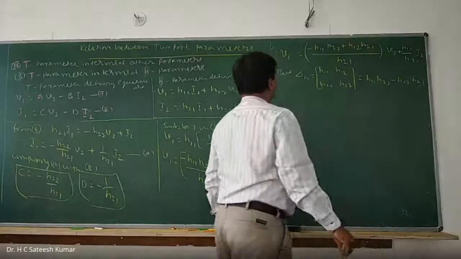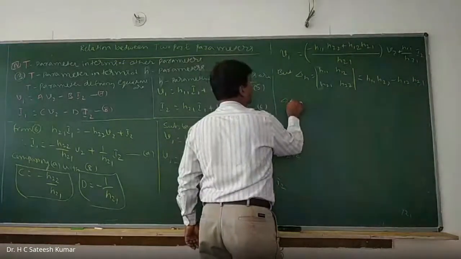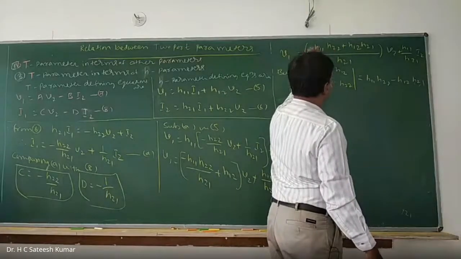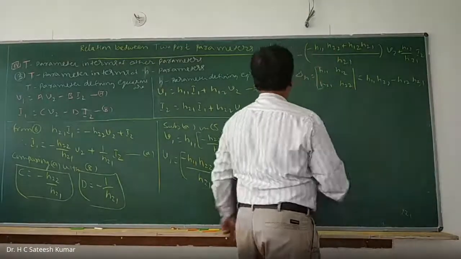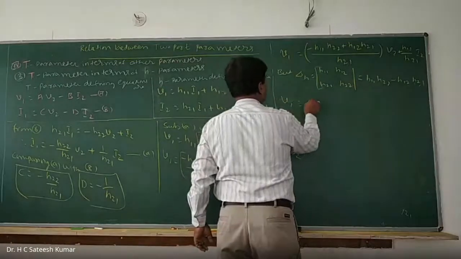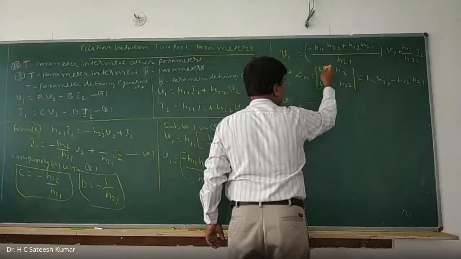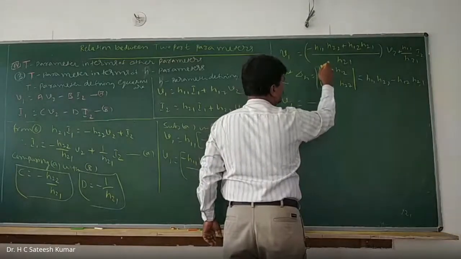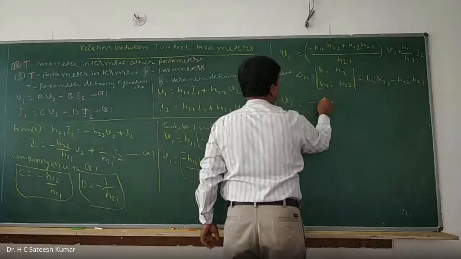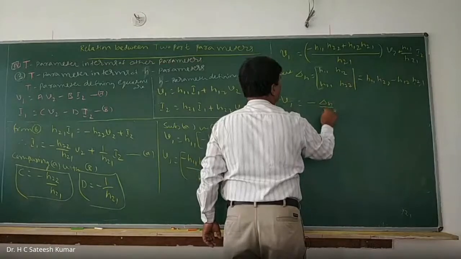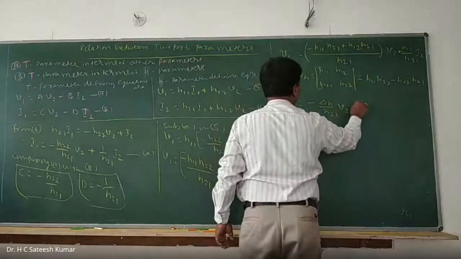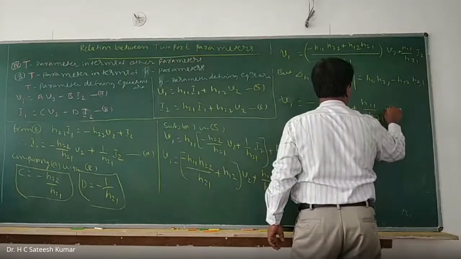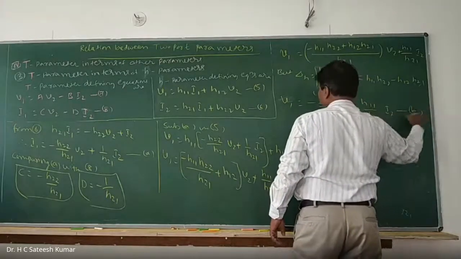So therefore, what is that? You can write it as delta H. H11 is having a negative sign, take the negative sign outside. Therefore, V1 is equal to minus. If you take the minus sign outside, what will you get? You will get H11 H22 minus H12 H21. Therefore, minus delta H divided by H21 into V2 plus H11 divided by H21 into I2. Call this equation number B.